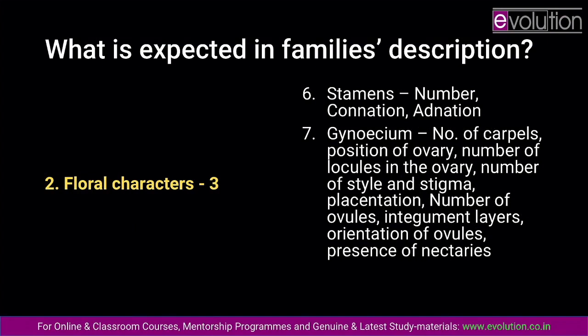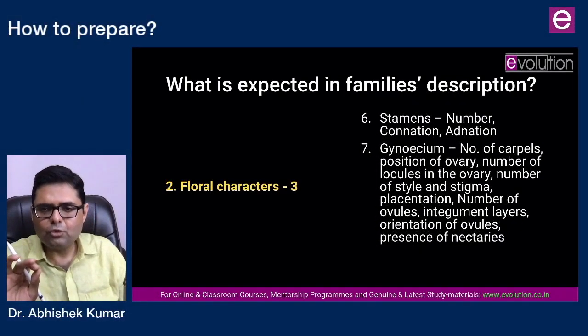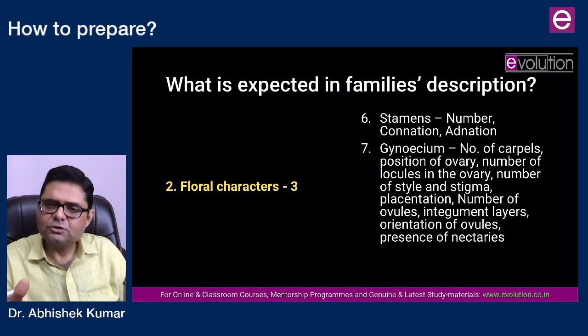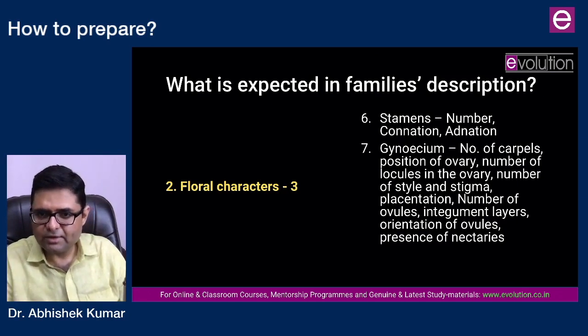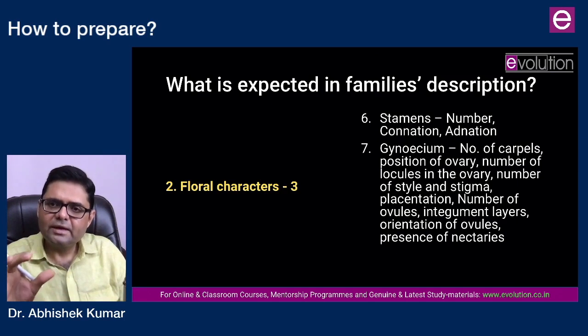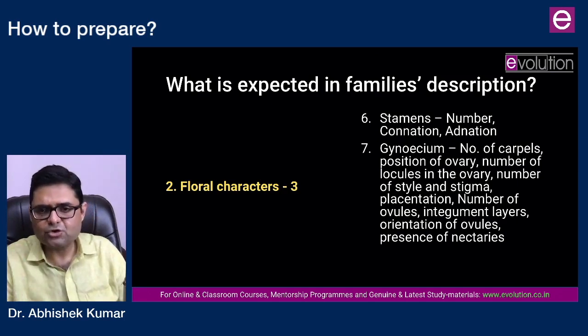How many styles? How many stigma? What kinds of placentation, what's the number of ovules per locule of the ovary, how many integument layers are there on each ovule? Mostly it is bilayered, but once again there are variations, so it is monotegmic, unitegmic or bitegmic, that you have to see. Does it have any spatial orientation, or is it anatropous?